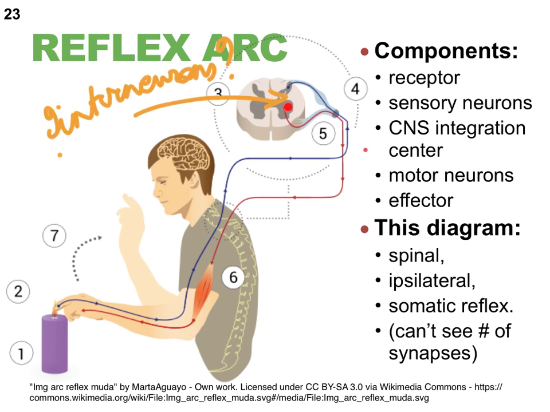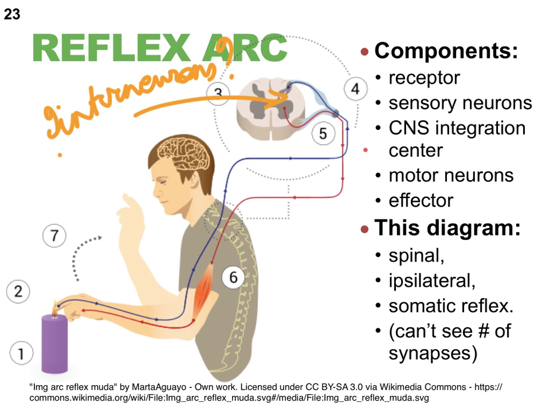Here's the cell body of the motor neuron. And since it's going to a skeletal muscle, we know that this is a somatic motor neuron that's arising from the ventral horn of the gray matter. So it kind of looks like an arc that we're forming. We call this a reflex arc. And it has five distinct components.